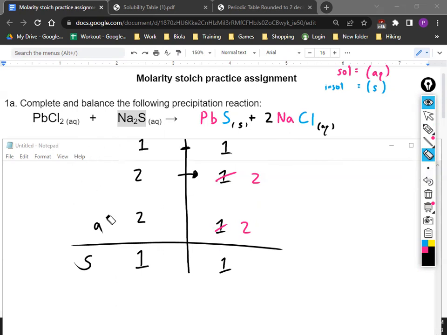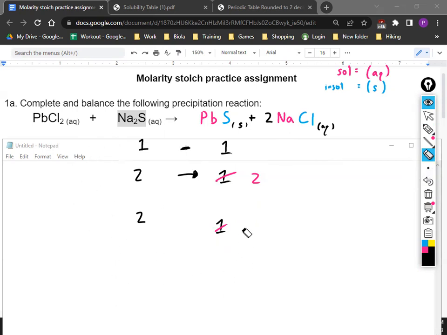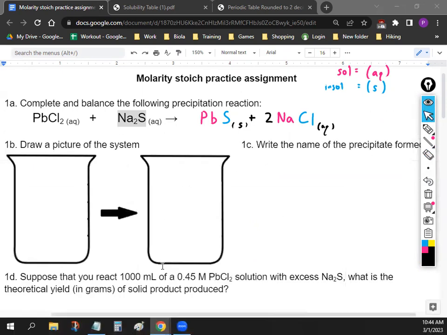Okay, everybody good with the balancing? Okay, let's move on to the next part. The next part, again, this is kind of review. It's stuff that we've been doing. We're going to draw a picture of the system. So we got a box on the left, a box on the right. So I'll give you guys a second to draw those if you guys have not already.